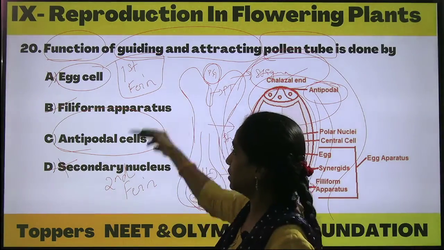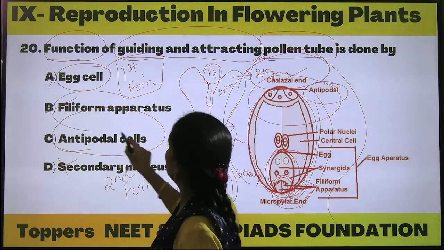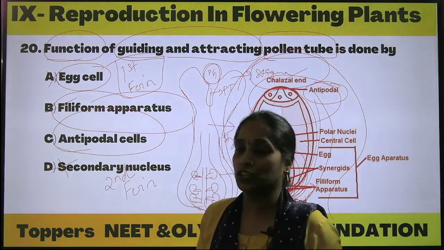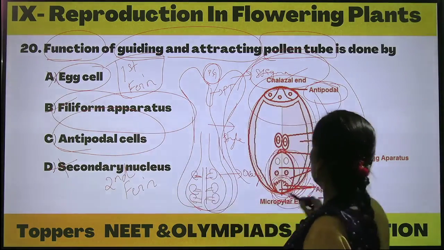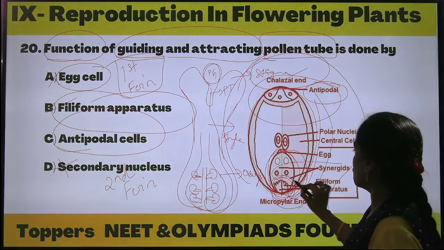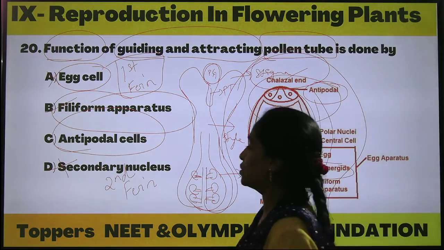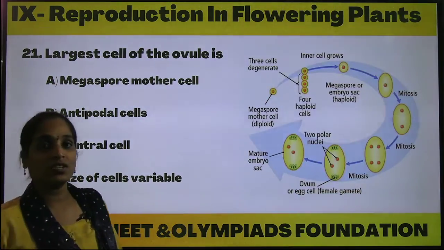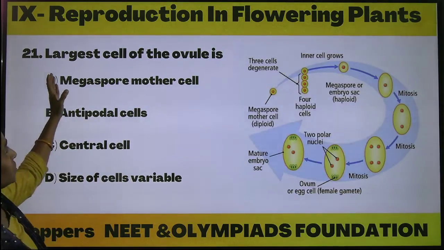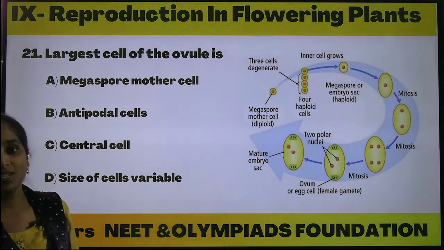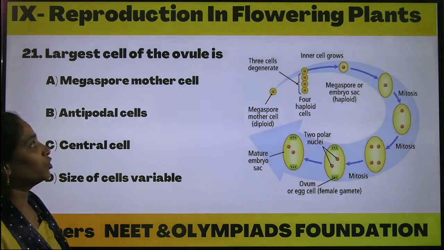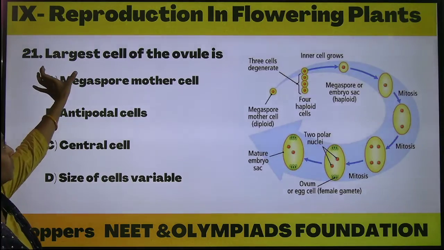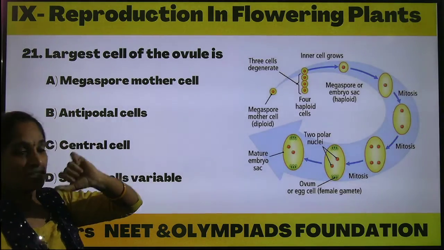So which out of these provides the guidance and attracts the pollen tube? The filiform apparatus, which is present in the synergids. Hope you all understood. Very good. Coming to the next question. Largest cell of the ovule is. What is the ovule? It's a female gametophyte. Within that, what is the largest cell he is asking?